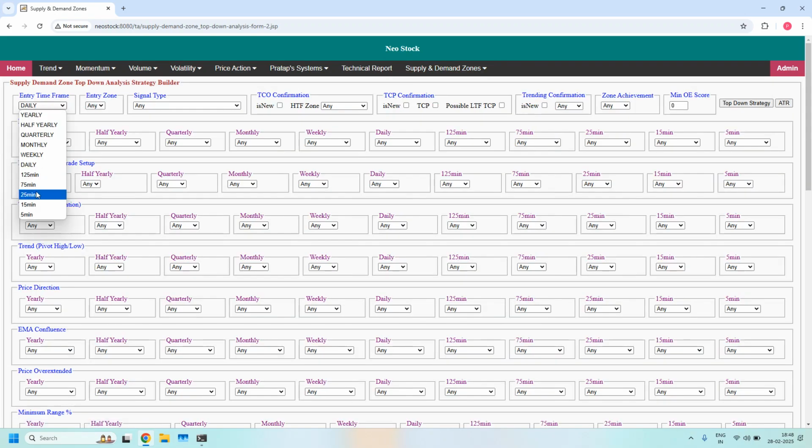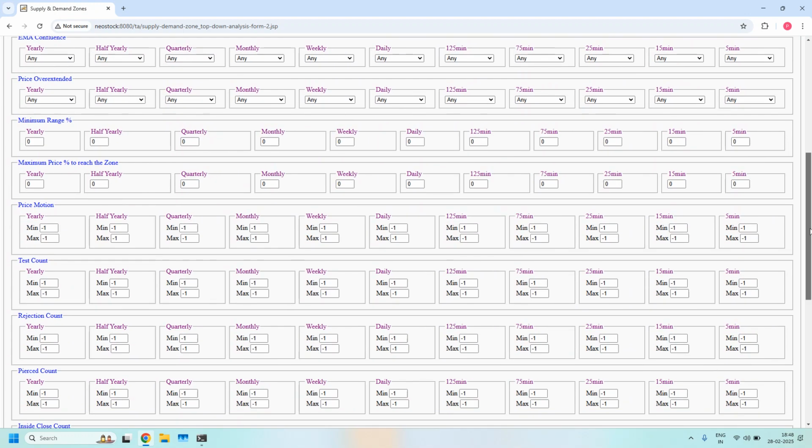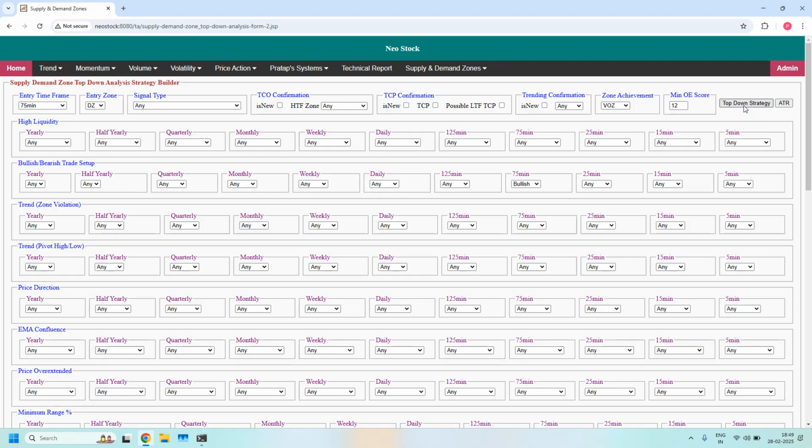Entry time frame 75 minutes, entry zone, demand zone, bullish or bearish at 75 minutes, bullish, zone achievement is violated opposing zone, minimum order enhances score 12, and 75 minutes demand zone should not be pierced, so at 75 minutes minimum value 0, maximum value 0. That means pierced count should be 0. Pierced count 0 means zone is not pierced. So let's filter the stocks.